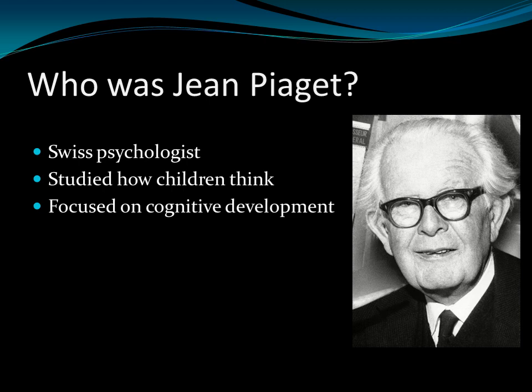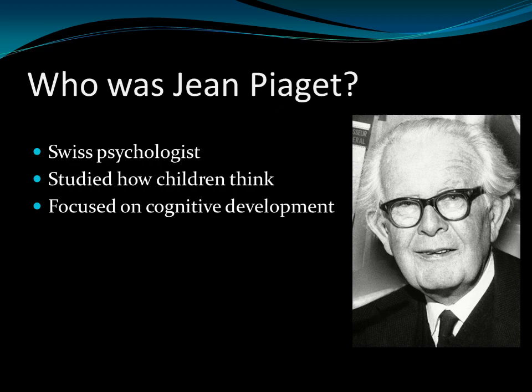Okay, so who was Jean Piaget? Jean Piaget was a Swiss psychologist who studied how children develop thinking skills. He believed that children learn by interacting with their environment. He focused on cognitive development. And what is cognitive? Cognitive is the process by which children develop their thinking, reasoning, memory, problem solving, and understanding of the world. It focuses on how the brain processes, stores, and uses information.